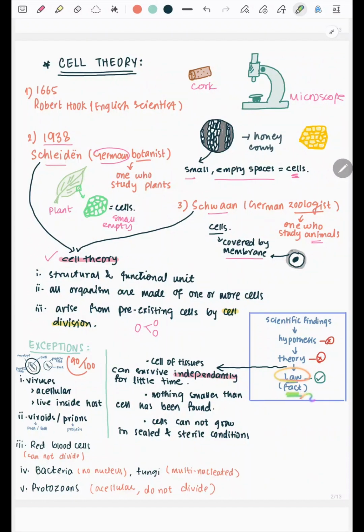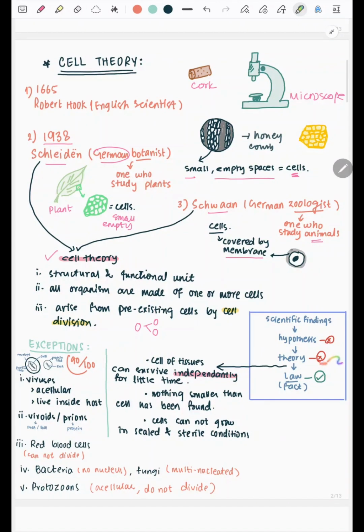Law is a fact. That is, most of the organisms related to that fact will follow the statement, but there can be a few exceptions. If a theory fails at some point, then scientists go again to generate the hypothesis. And if a hypothesis fails at some tests in the first step, then again they have to establish new scientific findings. Now, how do scientists validate cell theory?